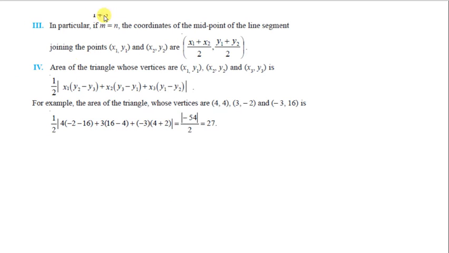If m equals n, it means the given point is the midpoint of the line segment, then its coordinates will be given by (x1 plus x2) by 2, (y1 plus y2) by 2.